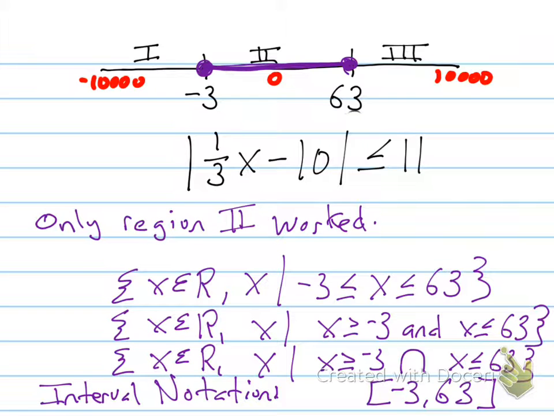So I'm going to write it in set notation, and here's 3 ways that I write it in set notation. And then I'm also going to write it in interval notation. Notice how I use the brackets because of the solid dots. Because of these solid dots, because this was less than or equal to, I'm going to use brackets there.